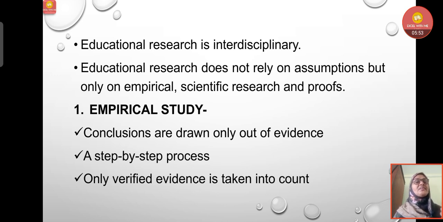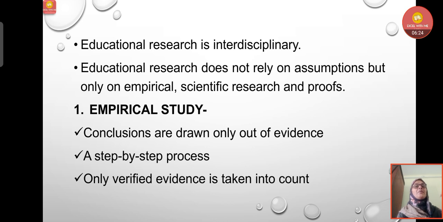Now, what is an empirical study here? Conclusions are drawn only out of evidence, a step-by-step process. We already know everything. First, we take the conceptual framework, we review the literature, we write the objectives, hypotheses, limitations, and then we treat the data, that is, whatever research methodology we apply, and then draw the conclusions or the inferences.